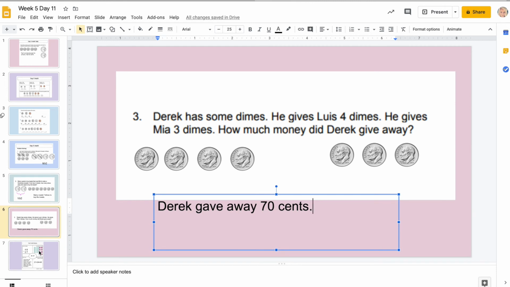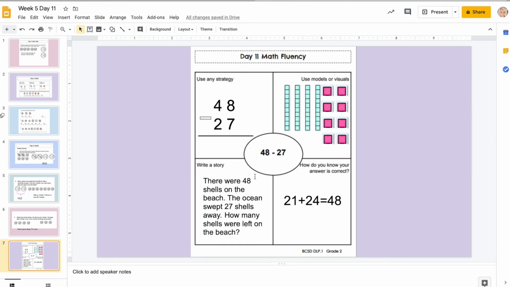Okay, and then our last little bit of math for the day is math fluency. And again, I hope that with this practice, these are getting easier each week, each day. You're building those fluency skills. And if you have any questions, do not hesitate to reach out to me.